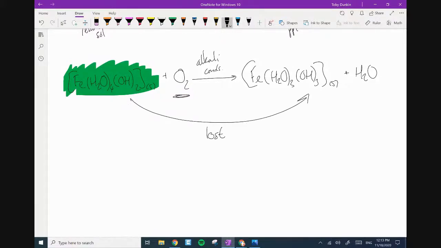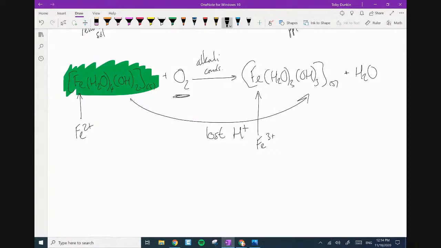Sorry, it's lost 1 H+. Now, when it lost the H+, it's lost a positive, but on the flip side, it's also lost a negative as well, hence the oxidation process. Because we know that this here is iron 2+, and this here is iron 3+. So it's lost a H+ and an electron to the water, to the oxygen.